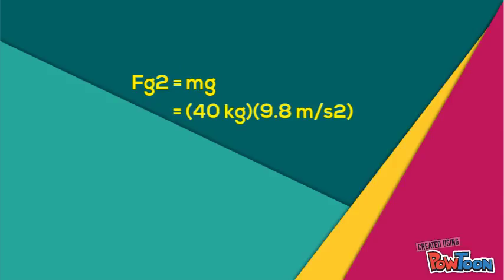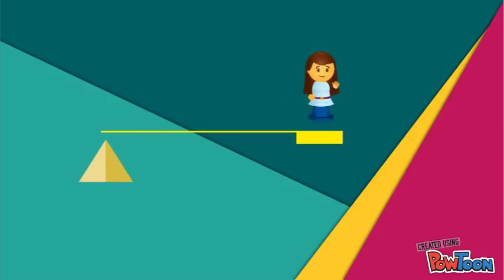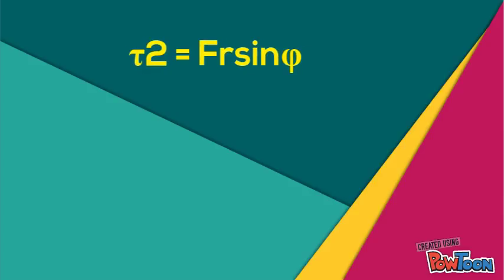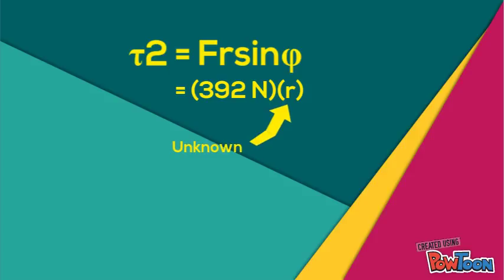On the other side of the seesaw, the force exerted is equal to the mass of the lighter kid, which is 40 kilograms, times the acceleration due to gravity. The force on the right side is equal to 392 newtons. The direction of the force is also straight down, so it is 90 degrees with respect to the seesaw. Using the equation of torque and substituting the values, we get torque is equal to force, which is 392 newtons, times distance. Now since it is the unknown, we will use r times sine 90 degrees also.